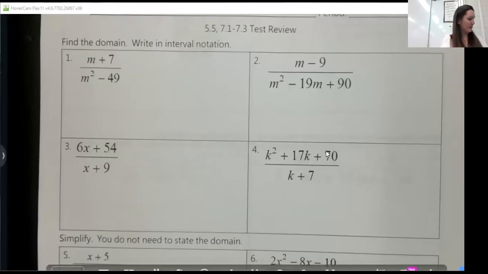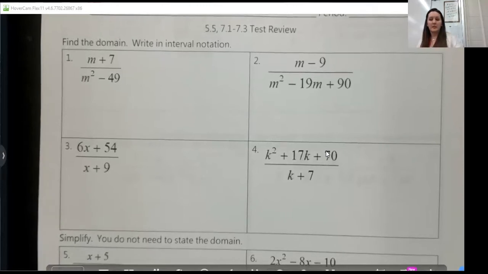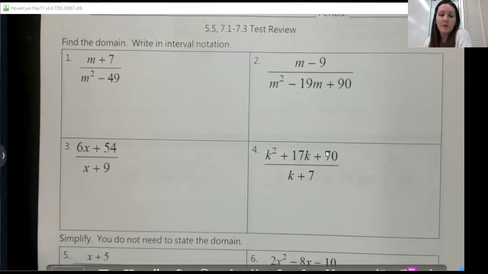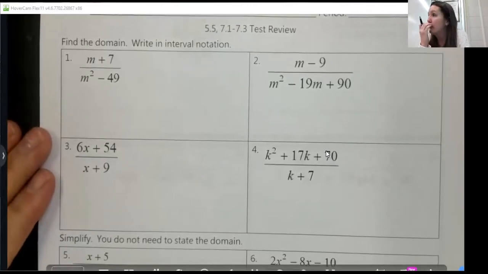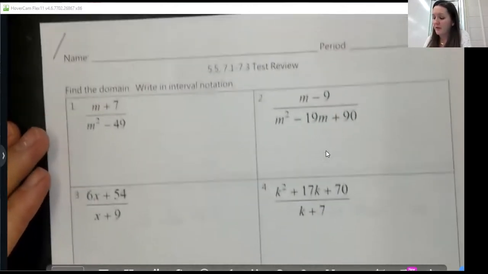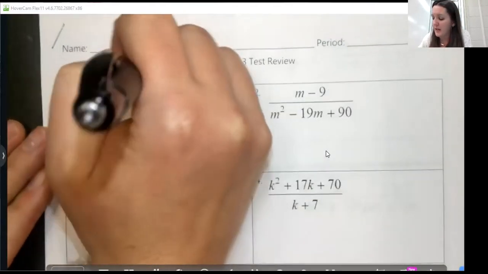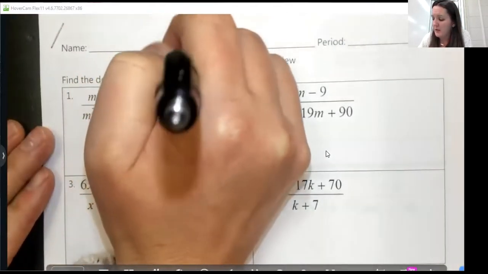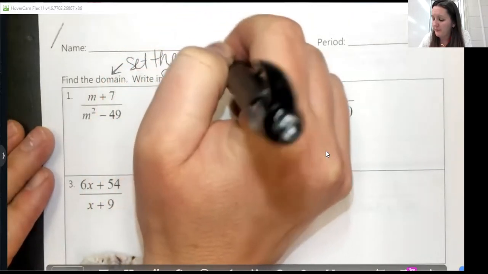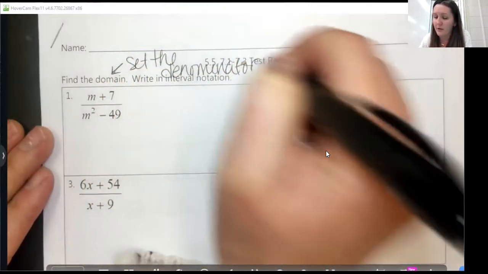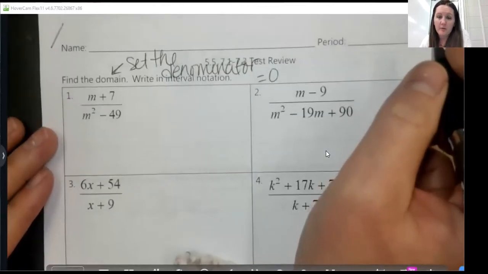All right, here we go. We're going to work on our test review. So this is for the test over rational expressions. First, we'll find the domain. So in order to find the domain, we're going to set the denominator equal to 0. And then those are our restrictions.